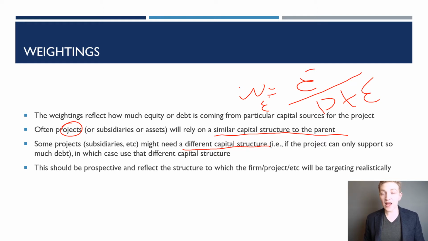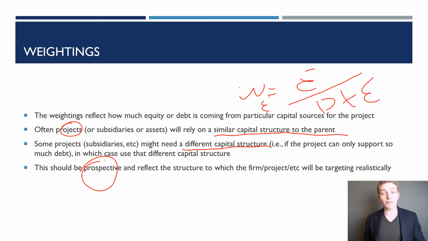So we need to bear that in mind and use the relevant weightings that are appropriate for a project of this type. It should also be prospective in nature, i.e. it should reflect the capital structure the firm is targeting towards, as opposed to merely a historical one. Put differently, if the firm is moving toward a capital structure realistically of a given nature, then you would use that target capital structure. That target capital structure would need to be realistic and reachable within a reasonable time frame for you to use it.